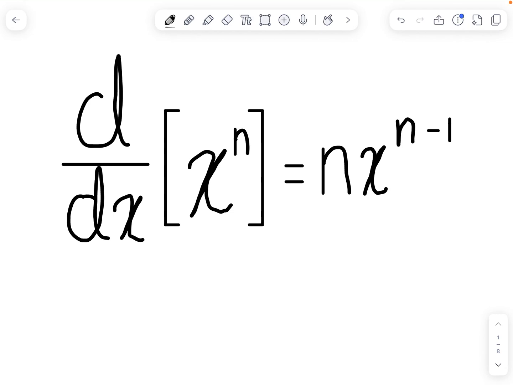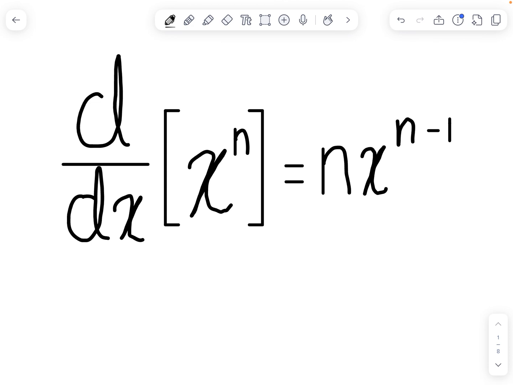In this video, we are going to be doing the power rule in calculus. The power rule is just the derivative of any value of x to the power of n. The power rule states that d/dx of x to the power of n equals n times x to the power of n minus 1. So that's the power rule.